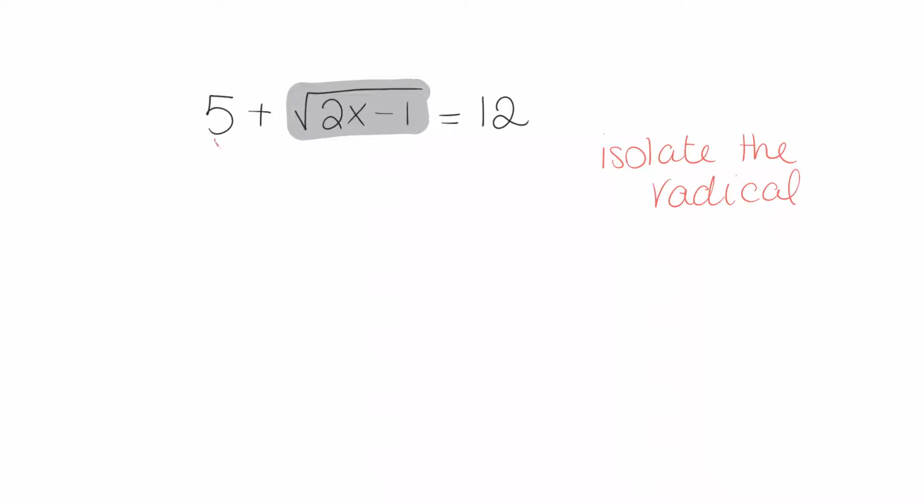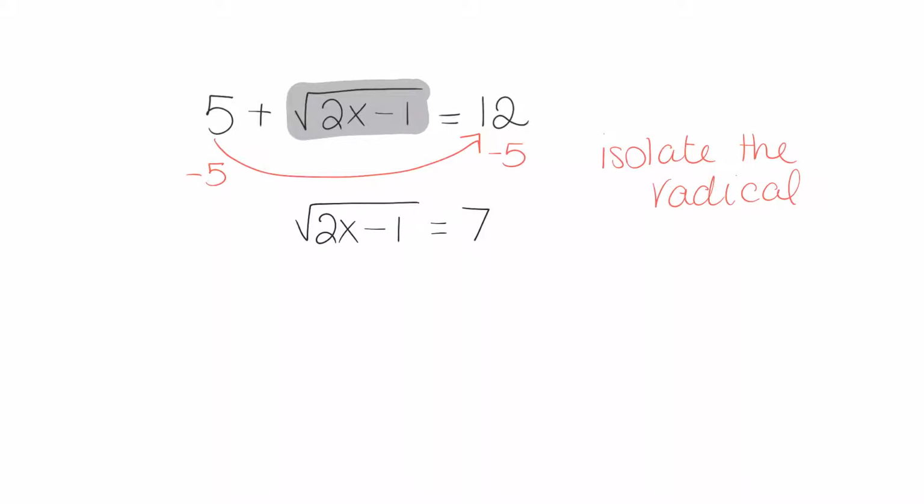So that means I need this 5 to move. It's a positive 5, so to move it, I'm going to subtract it from both sides. That's going to leave me the square root of 2x minus 1 equals 7. Sorry, 12 minus 5 is 7.